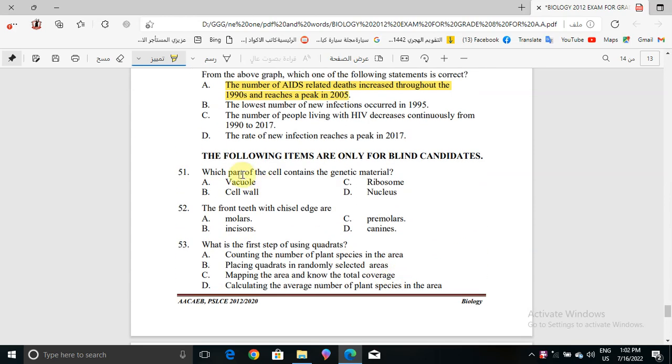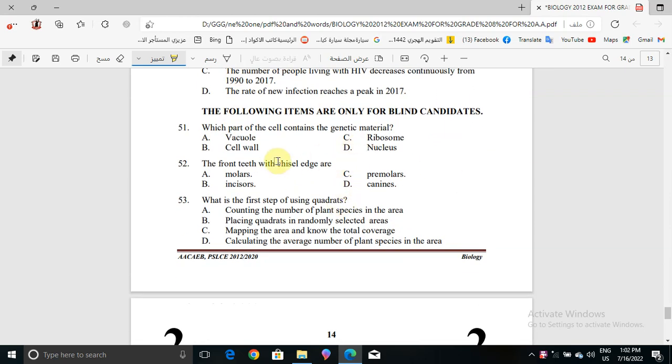Now the following items are only for blind candidates, but we can also answer them for more information. Now it's 10 questions. The first question is number 51. Which part of the cell contains the genetic material? It will be the nucleus, right? Okay, the front teeth with chisel edge are what? Molars, incisors, premolars or canines? The correct answer will be incisors, because it says front teeth with chisel edge.